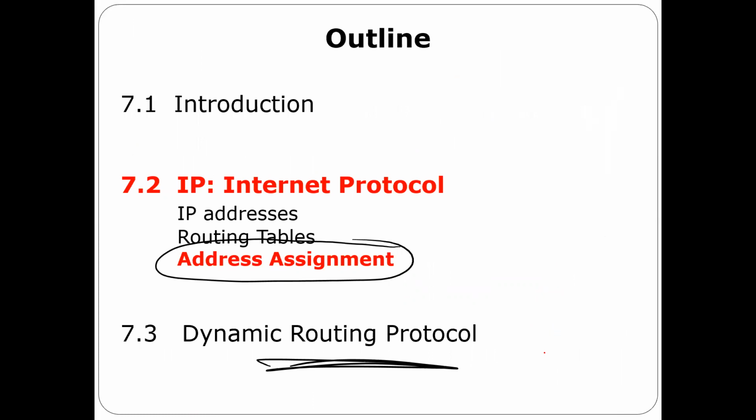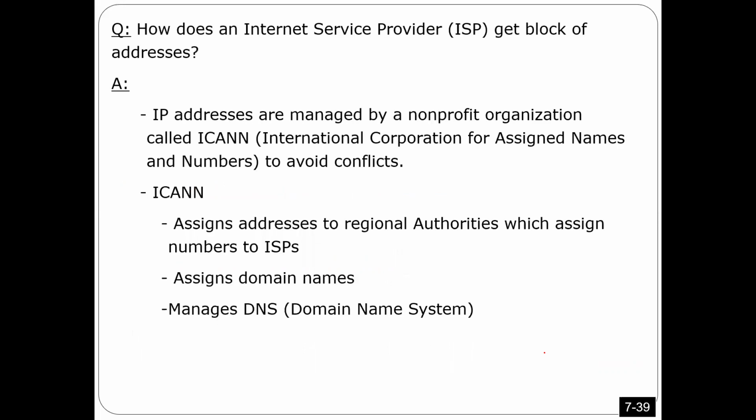Now to finish this chapter, I'm going to teach two more topics. Number one, address assignment: how can you get an IP address? Number two, routing. Routing is used to create routing tables. So let's start with the first one. How is Qatar University going to get a set of addresses in the first place?